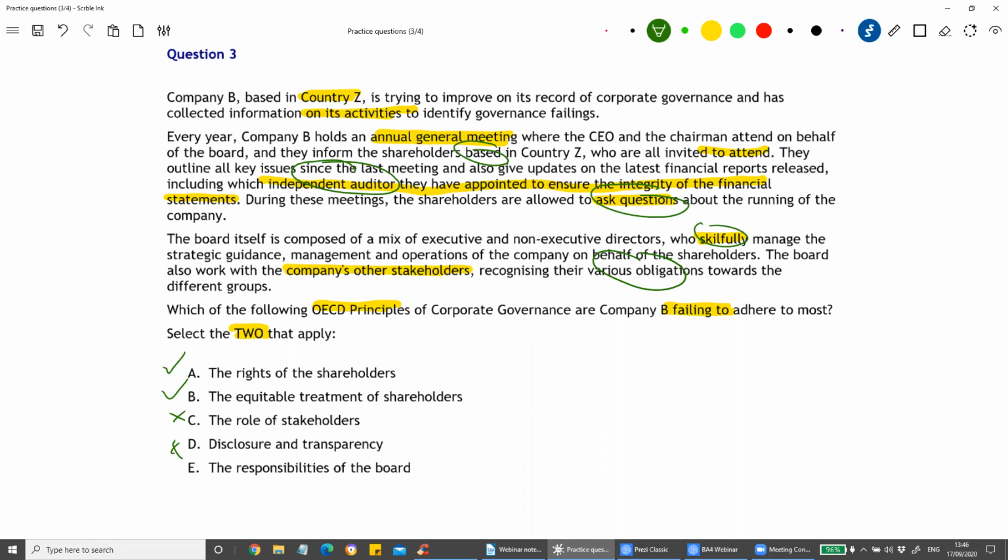So again, that sounds like they're doing that correctly. So we've got our two answers: the rights of the shareholders, the equitable treatment of shareholders. So we can see we've got, again, a relatively simple concept, but put into a scenario which makes it far more challenging to answer.